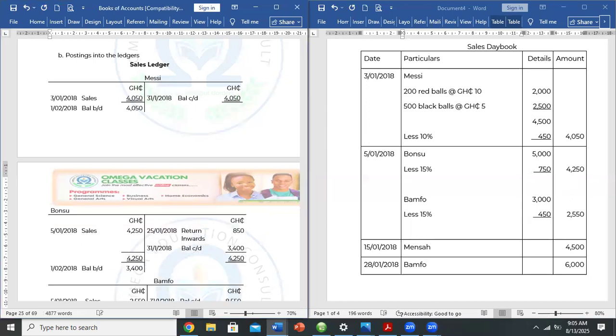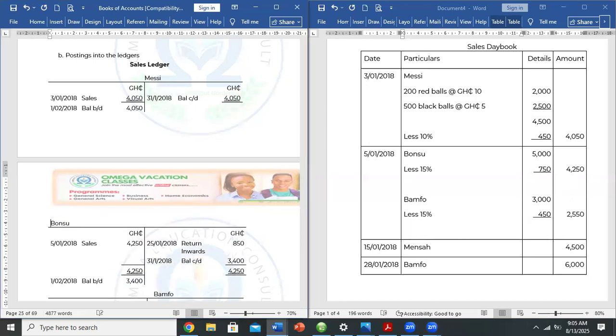Let me go down a bit so you can see. You open Bonsu's account in the sales ledger, and then you debit Bonsu. The date was 5th January. If you remember, when we were doing the double entry, we went straight away with debit the debtor, credit sales, without doing the day books. So we are just formalizing that you need the day books before you do the postings.